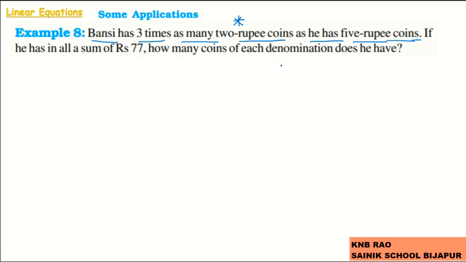Most of us will get confused. Here, which coins are more in number? 5 rupee coins are less in number and 2 rupee coins are more in number. That is what you have to understand.